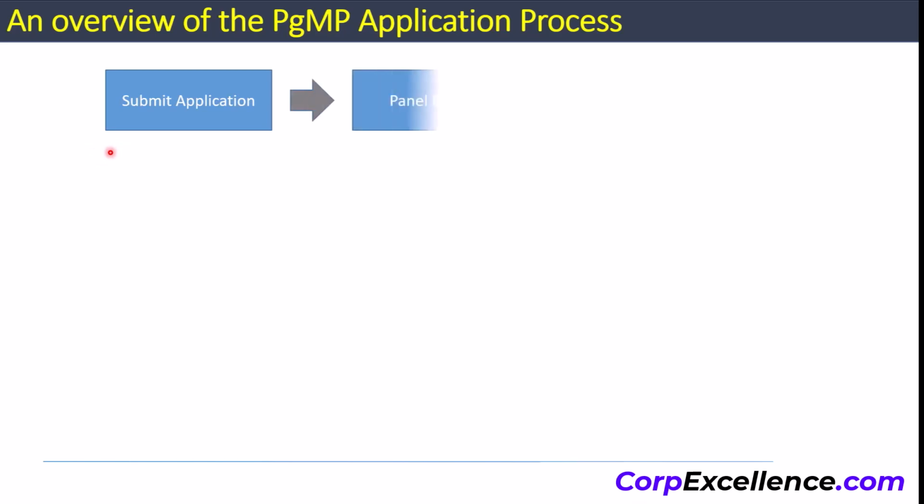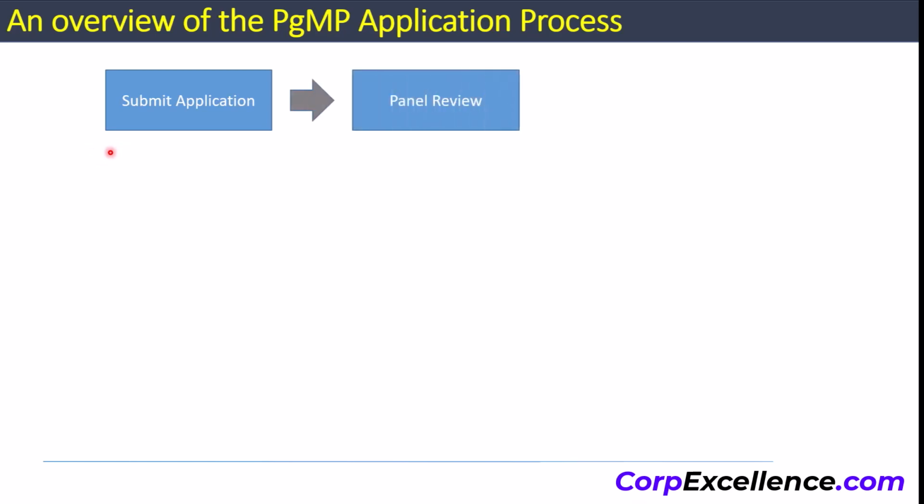Next, let's discuss the key points related to the PgMP application process. The overall application process proceeds as follows. First, once you're ready to submit the application and feel you meet all the requirements, one submits the application to the PMI. So this is a straightforward process.